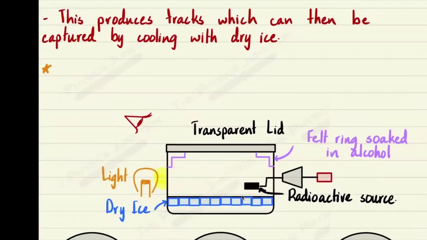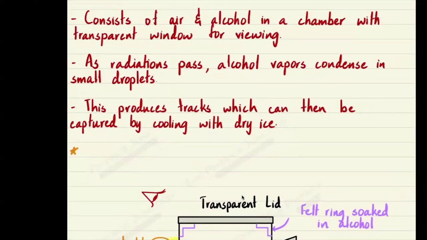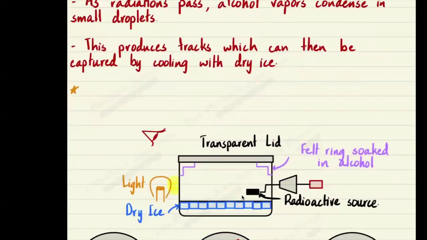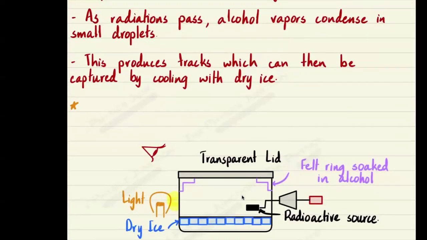Now this also works on the idea of ionizing ability, because the radiations passing are going to cause ionization in the air molecules, and the alcohol vapors will condense on that. So the idea is that these only work for the much more ionizing radiations, which is alpha. This works primarily with alpha, and it can also work with beta and gamma to some extent, but primarily, as your syllabus says, we use this for the detection of alpha.